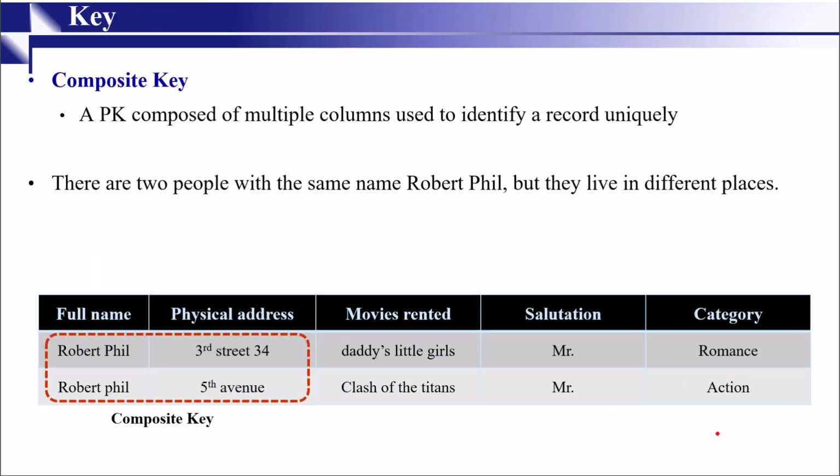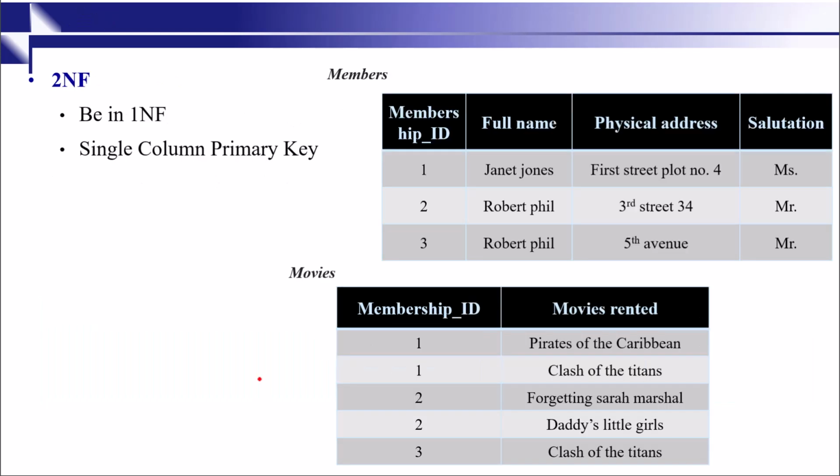We notice an issue here. Robert Field appears twice with different addresses, indicating two distinct people. We use a composite key like full name and physical address to uniquely identify records. So for the 2NF, we need a single column primary key and no partial dependencies.